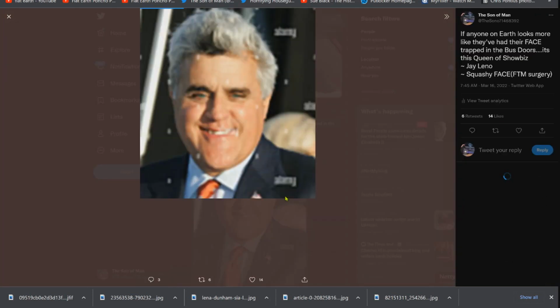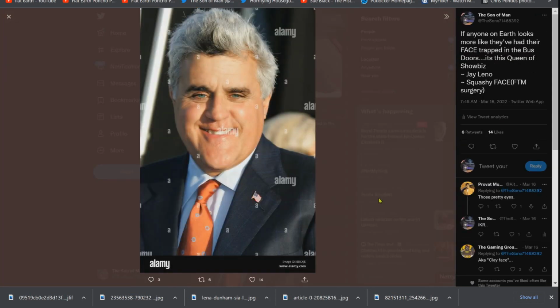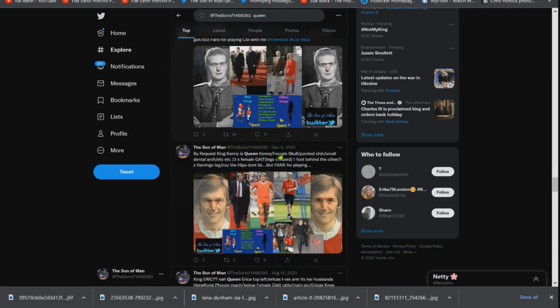Jay Leno. Look how close together they are. Saw him in the shop, didn't we? We saw a woman that looked like Jay Leno, same chin, same hair, everything, sparkly eyes, squashy face. Fought like him as well.